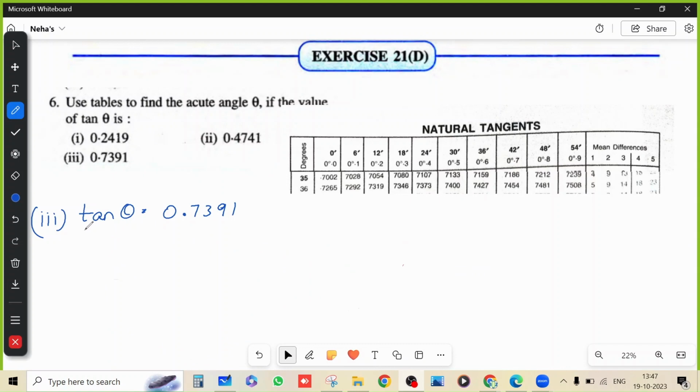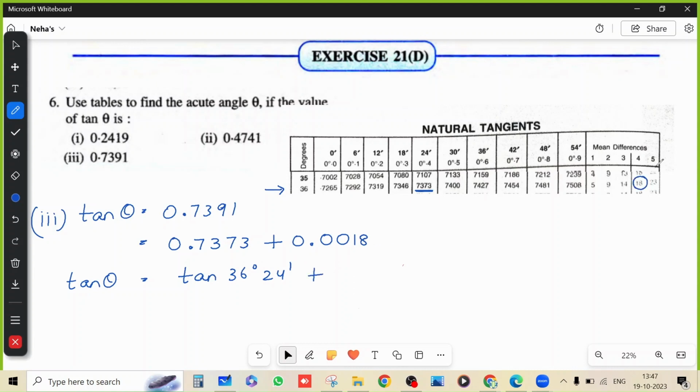The next question is given as the value of tan theta is 0.7391. If we will check in 36 degree row, the value that is closest to this is of 24 minutes. So this can be written as 0.7373 and the gap between these two numbers is 0.0018. Now we will write it in the form of tan as this is the value of tan 36 degree 24 minutes and this is given in the 4 minute column. So we will write it as 4 minute and in case of tan and sine we always add the numbers. This would become tan 36 degree 28 minutes. Therefore, the value of theta is equal to 36 degree 28 minutes.